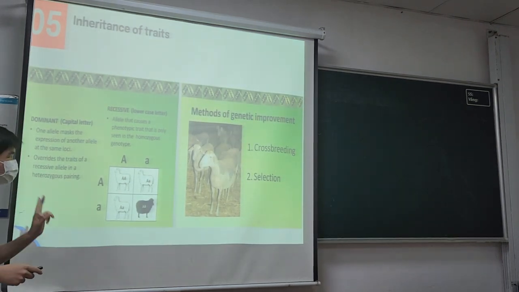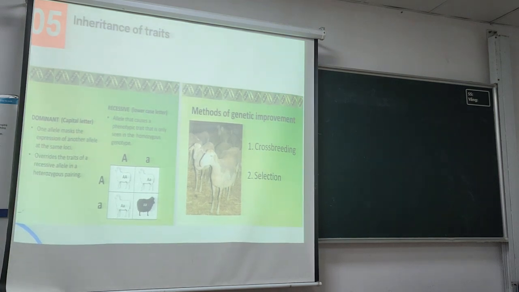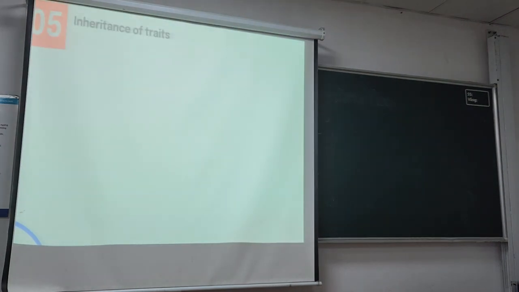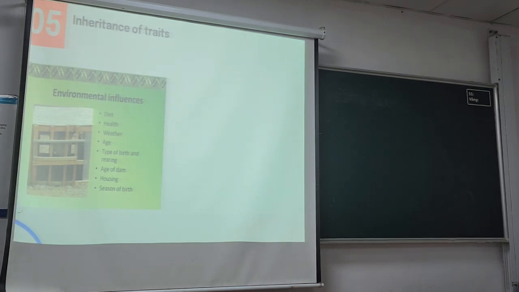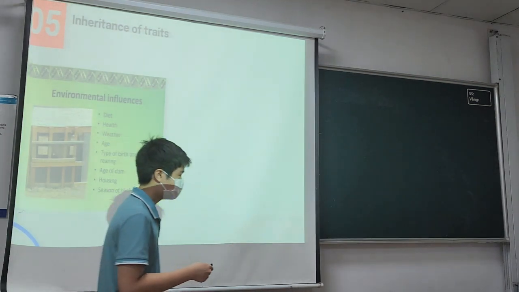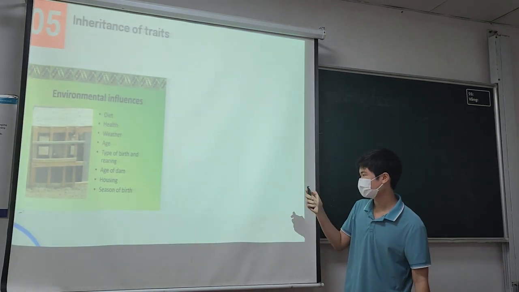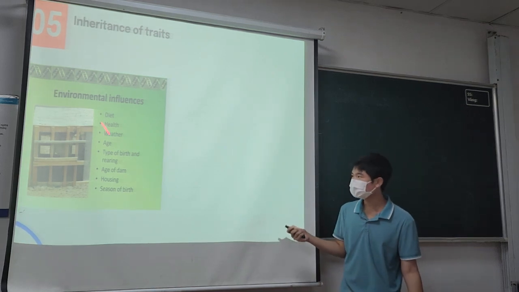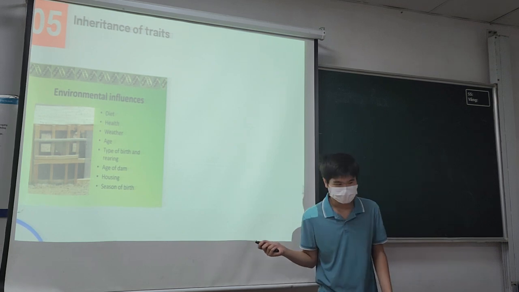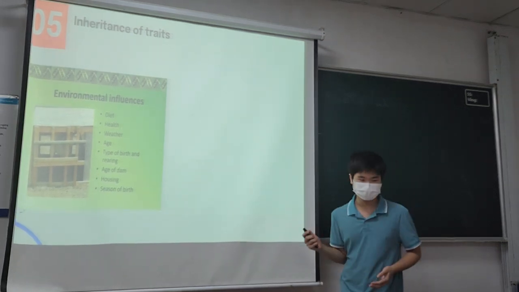The two main methods of genetic improvement are crossbreeding and selection. The inheritance of traits can be affected by environmental factors such as diet, health, weather, age, time of birth and rearing, age of death, housing, and season of birth.